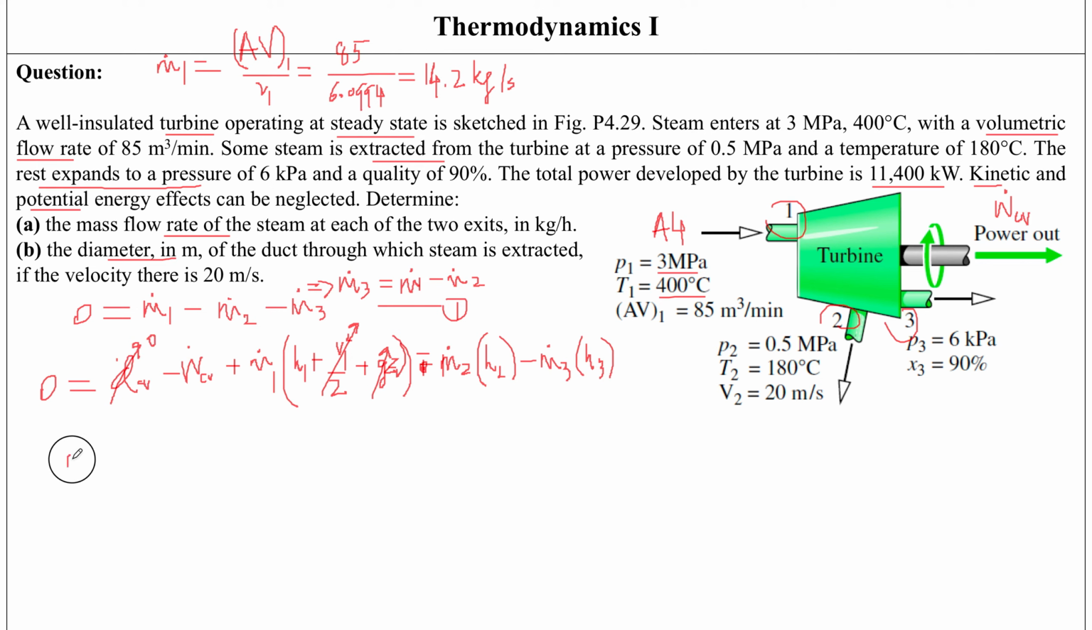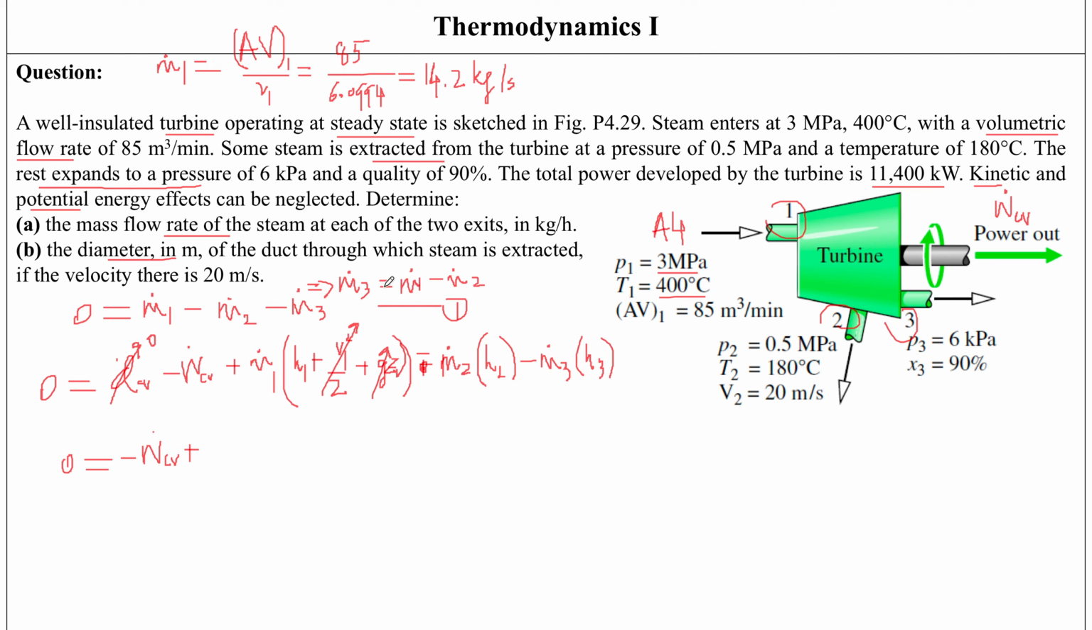And now you've got 0 is equal to minus work done across the control volume plus m dot 1 into h1 minus m dot 2 into h2 minus m dot 3 into h3. Over here, you already know what m dot 1 is, so you've got 2 unknowns here. And when you've got 2 unknowns, that is why you needed another equation.